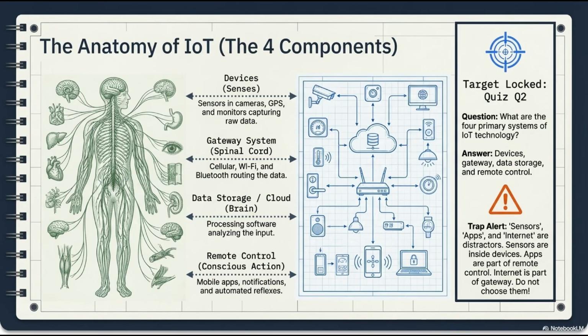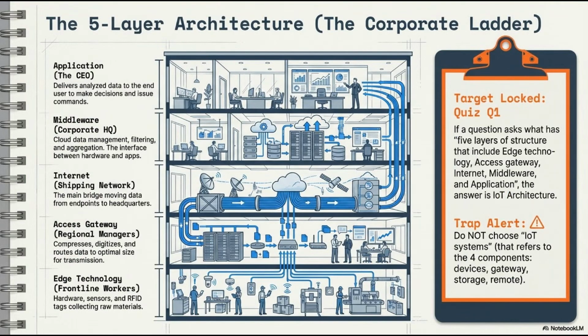So reasoning through that, the porch camera is the device detecting motion. The home router is the gateway transmitting it. The AWS server is the cloud analyzing the image. And the smart deadbolt's motor is the remote control locking the door. Perfect. So if that's the anatomy, how is all that data managed? Moving to slide 4, the 5-layer architecture of the corporate ladder. We are shifting from biology to business.